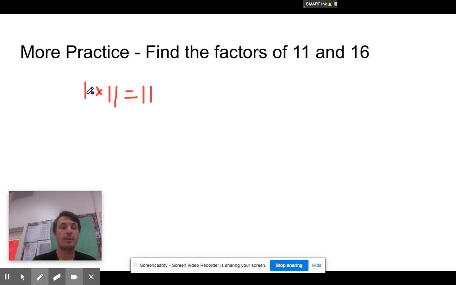Okay, now that means 1 and 11 are the only two factors of 11. So if we're going to write the factors of 11 in order, it would be 1 and 11. And what does that mean? That there's only two factors? It means 11 is prime. 11 is a prime number.